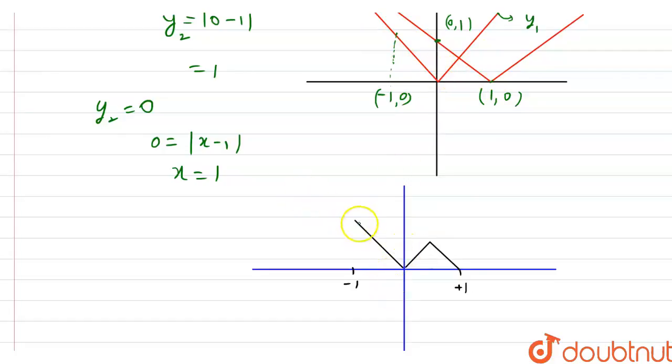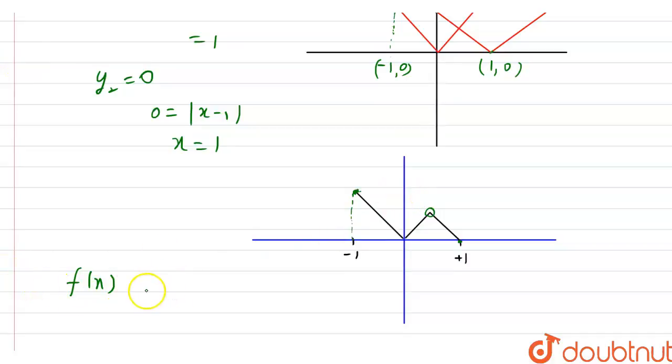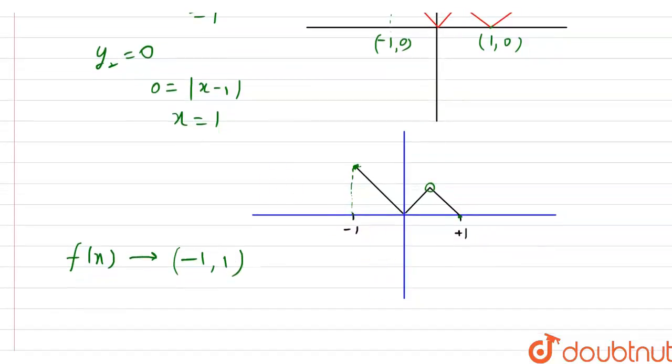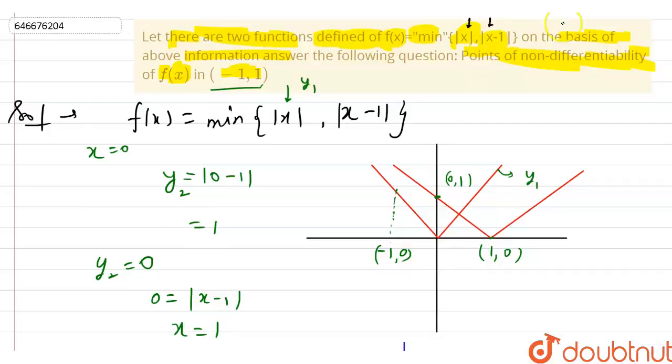Now you can clearly see that it is a sharp point, it is a sharp point, and it is a sharp point. So basically we cannot consider this point, this point, and this point. Also, it is given that my function is defined in the interval -1 to 1 with open brackets. That's why we cannot consider -1 and 1. Other than -1 and 1, here we can clearly see two sharp points are there, and the question asked for the points of non-differentiability of f(x).